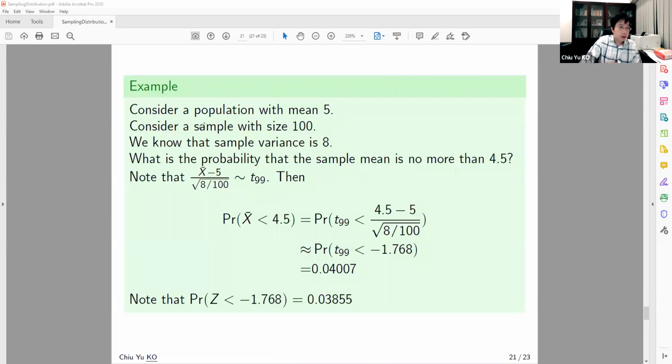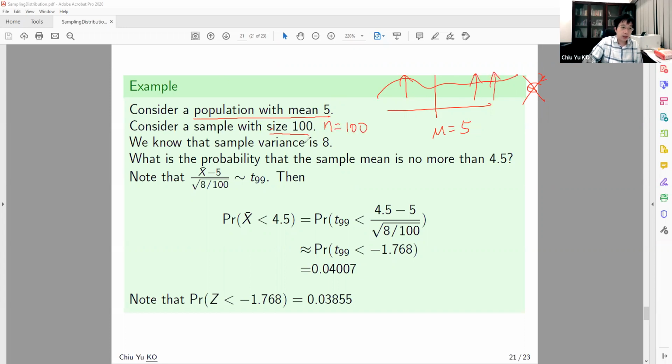We have a population with mean 5. It can be anything. I don't know what it looks like, but I know the mean is 5. We don't know sigma squared; we have no idea. We get 5 maybe from historical data or other knowledge, and we believe it is true. Now we draw a sample of 100.